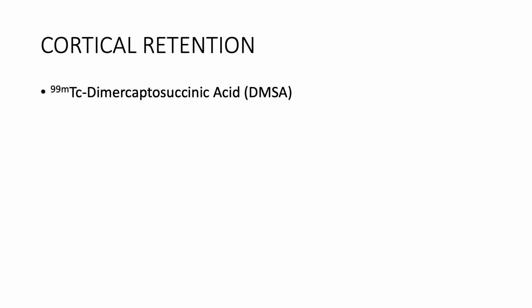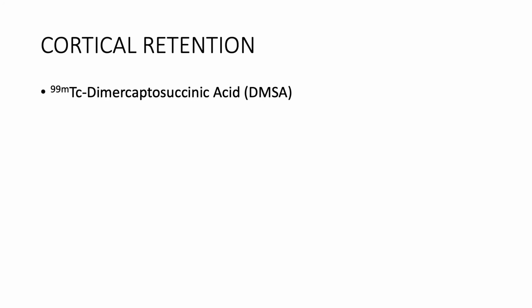The next category of renal radiopharmaceuticals that we're going to discuss are the ones that are retained in the cortex. There are two radiopharmaceuticals that are commonly used. First, technetium-99m dimercaptosuccinic acid, or DMSA. Second, technetium-99m glucoheptonate. Both of these agents bind sufficiently to the renal tubules to permit renal cortical imaging.